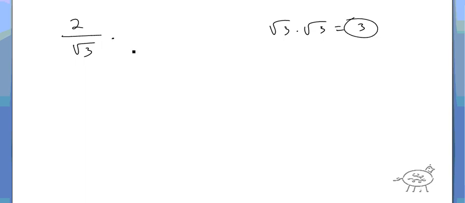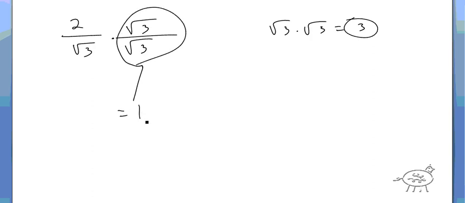I can't just multiply the bottom by the square root of 3, but what if I multiply the top and the bottom by the square root of 3? Am I changing the problem at all? Well, no, of course not, because this value right here is equal to 1. If you multiply any number by 1, you haven't changed the problem at all.